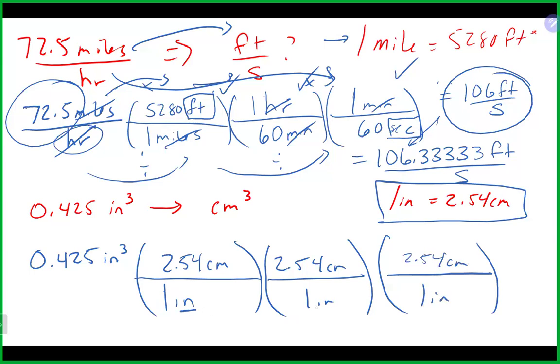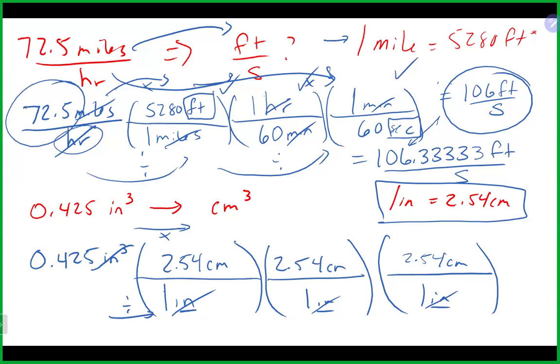And inches times inches times inches gives you cubic inches, which will cancel all those out. And centimeters times centimeters times centimeters will give you your cubic centimeters, which you are looking for. And in this case, we would multiply what's on top, divide what's on the bottom, which there's not much there. So we're going to go 0.425 times 2.54 times 2.54 times 2.54.